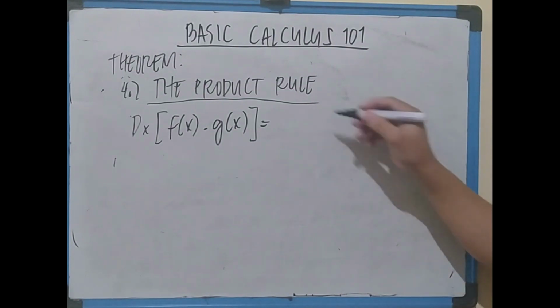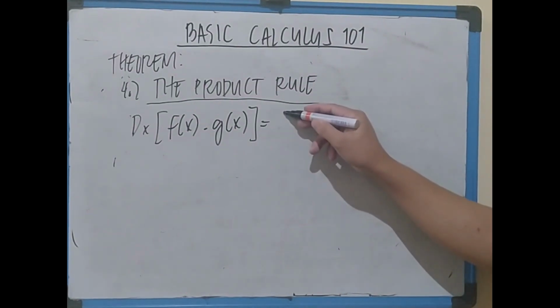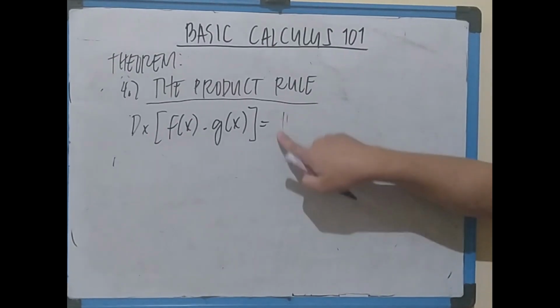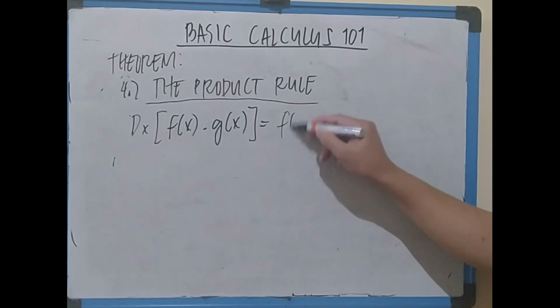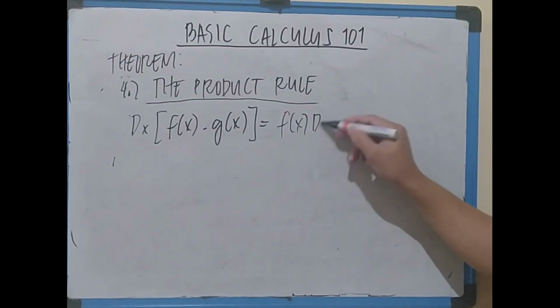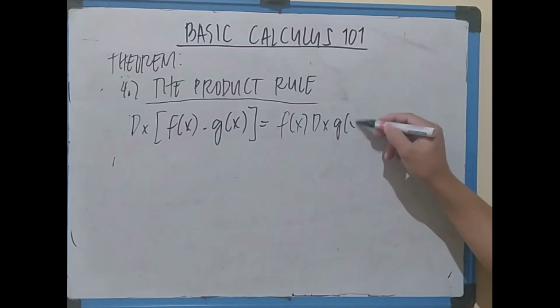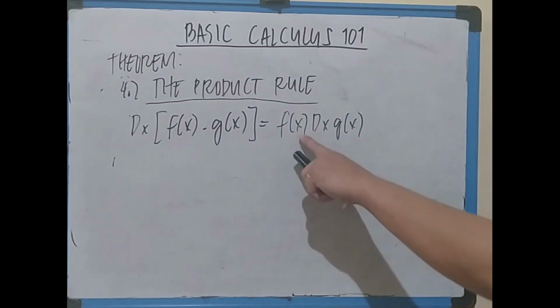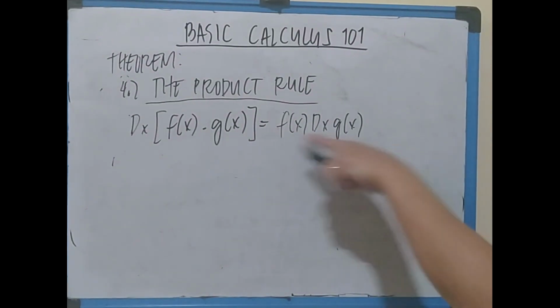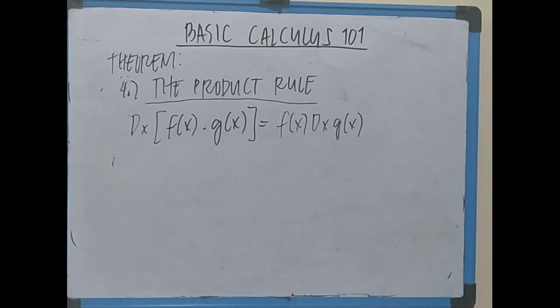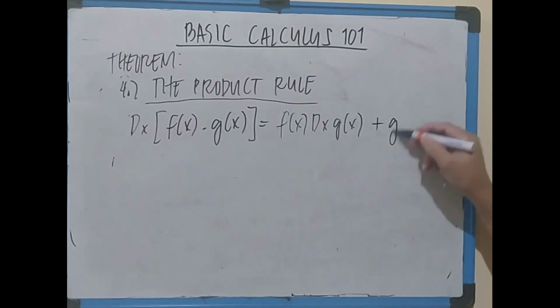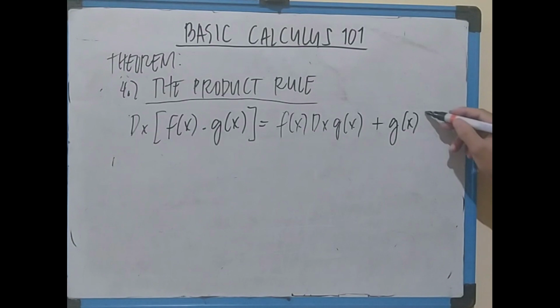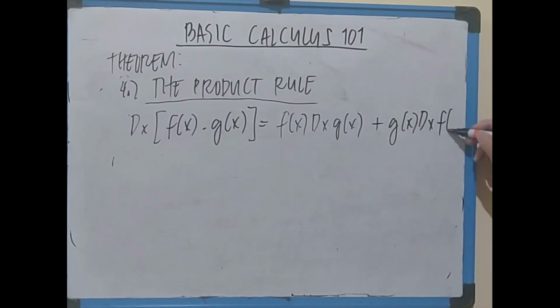Get first the derivative of f of x muna, then the derivative of g of x. So, kumbaga, kukunin natin ng f of x, then multiply natin siya sa derivative ng g of x. Then, i-add natin siya sa g of x multiplied by the derivative of f of x. So, ganun lang po ang gagawin natin.